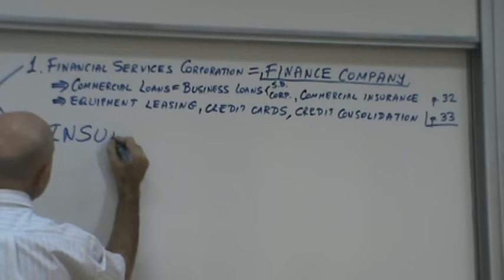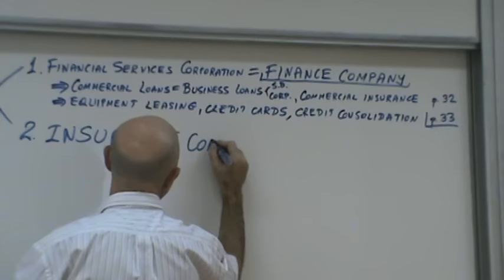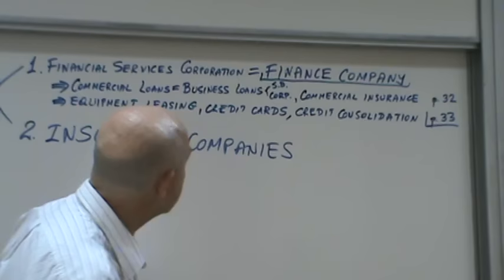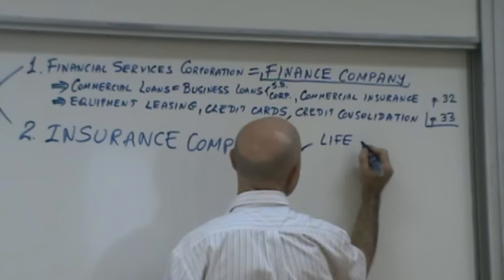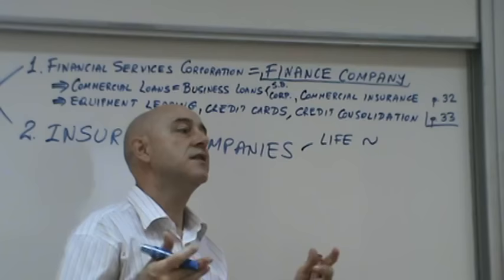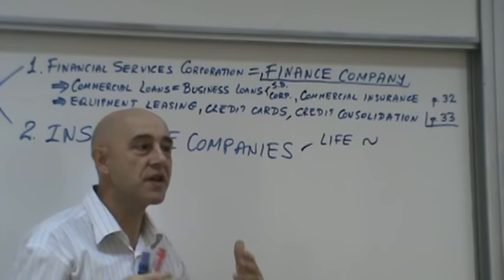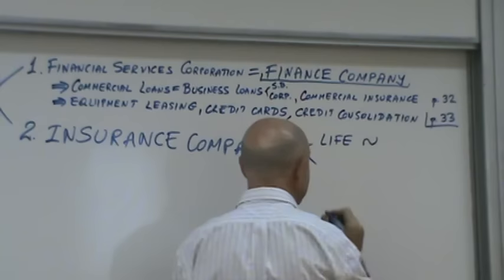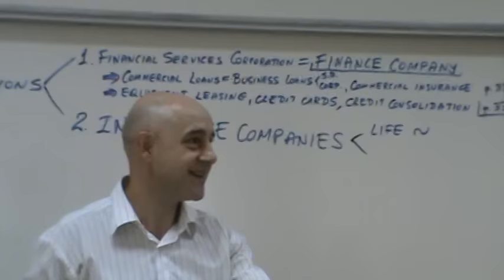Number 2, insurance companies. I don't want to get too much into it, but yes, you have life insurance. If somebody dies, they'll make a payment. But they keep collecting the payments, hoping that you don't die, okay? And there are all sorts of life insurance. Remember, the only way to make money is to take people's money and not give it back. That's how you make money. If you're giving even more, you're not making money, you're losing money.